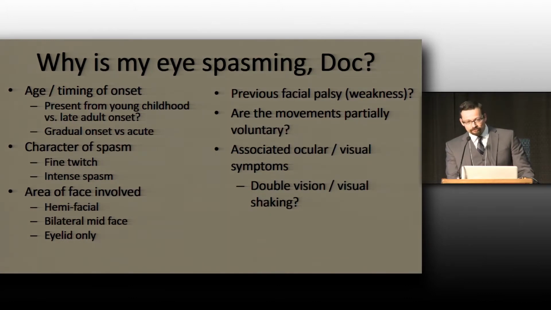What about a history of prior facial palsy? Because that can suggest a miswiring or a synkinesis kind of problem. Are the movements partially voluntary? For instance, does the patient feel that they need to do it to relieve some anxiety? That makes us think about ocular tic disorders, and many times there are other ocular tics in those patients. And then, are there any associated ocular or visual symptoms? Sometimes people say their eyelid is twitching, and what they actually mean is their eyeball is twitching, and they have oscillopsia or jumping vision, or they have nystagmus on examination, which is shaking eyes, and that's a whole different diagnosis, and I'll give you one example of that later.